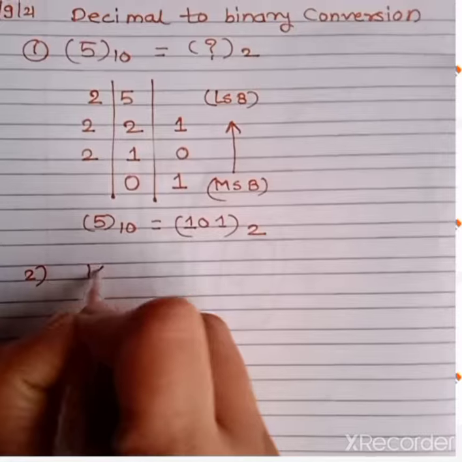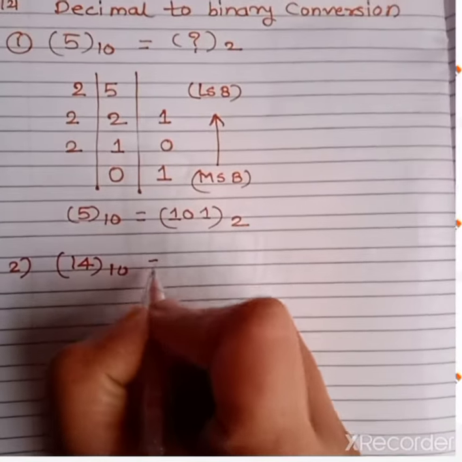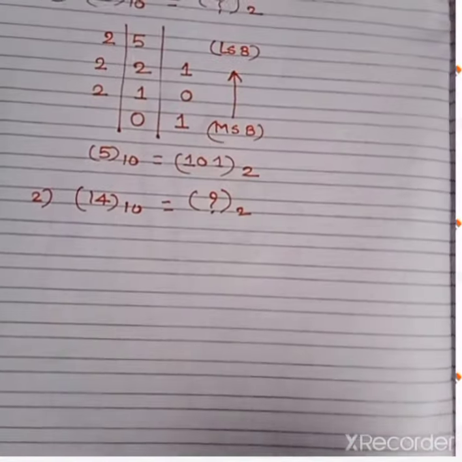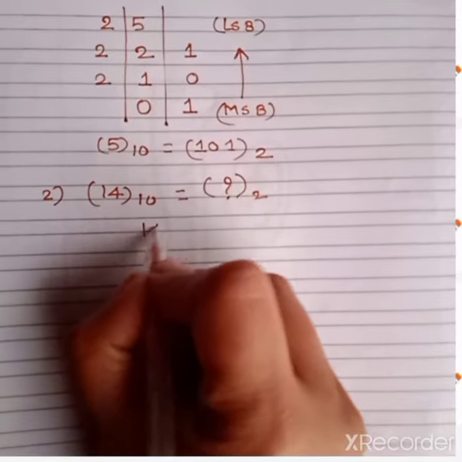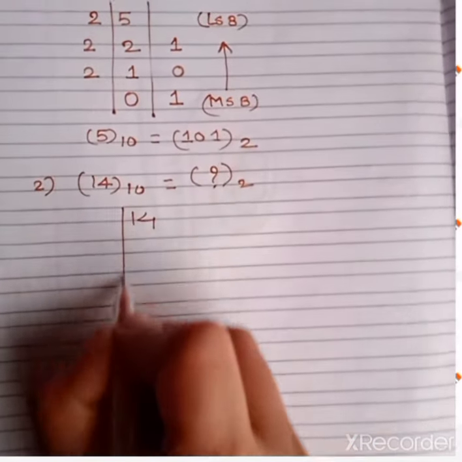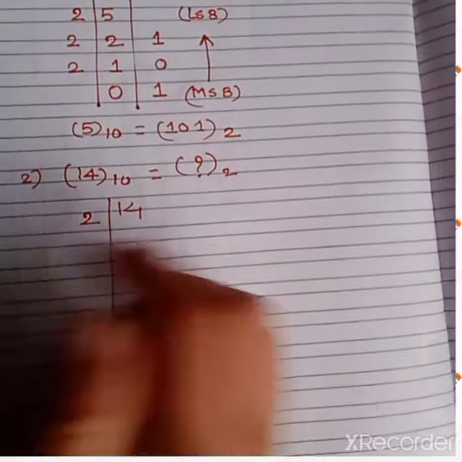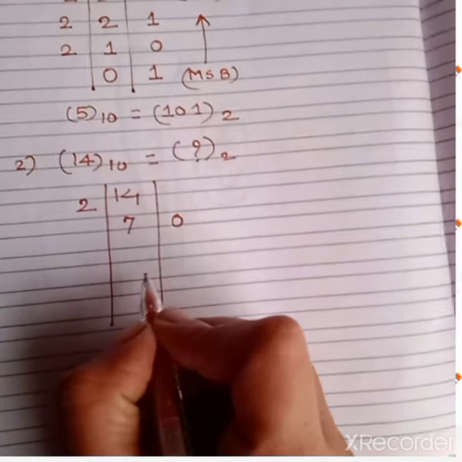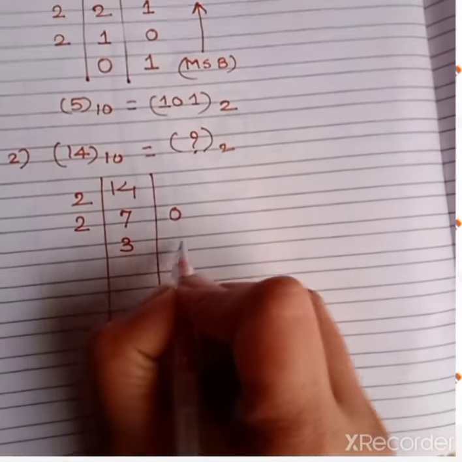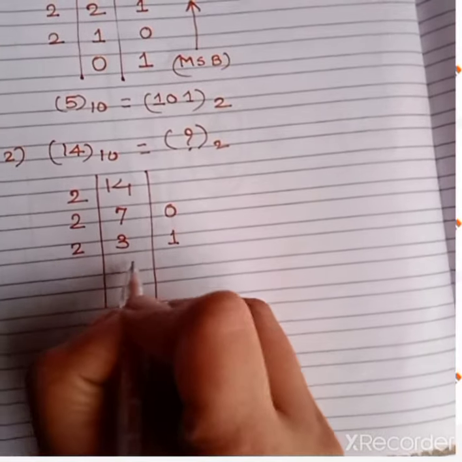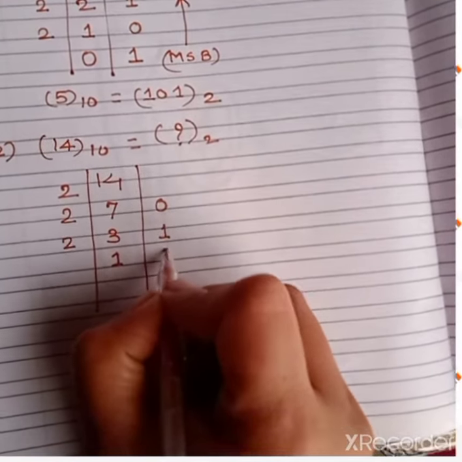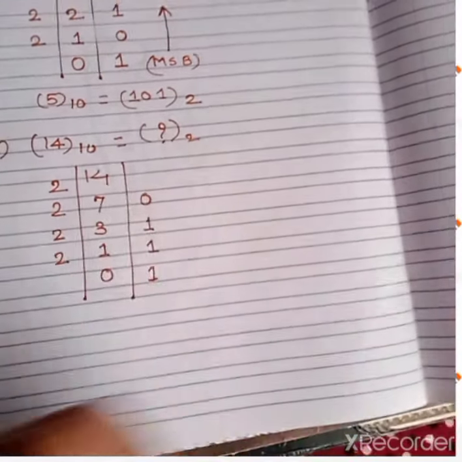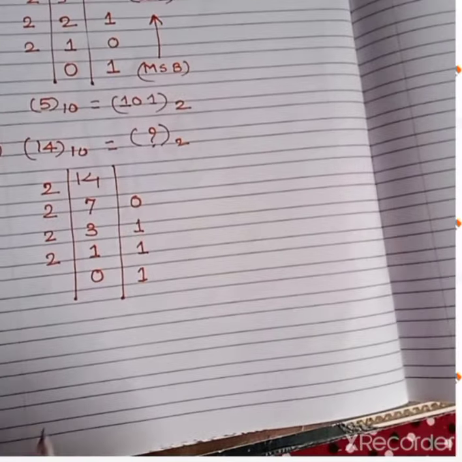Second, we'll see the second example, 14 to the base 10. We have to find out binary equivalent. Two 7s are 14, remainder is 0. 2 3s are 6, remainder is 1. 2 1s are 2, remainder is 1. Here 0 and here 1 will come as a remainder.